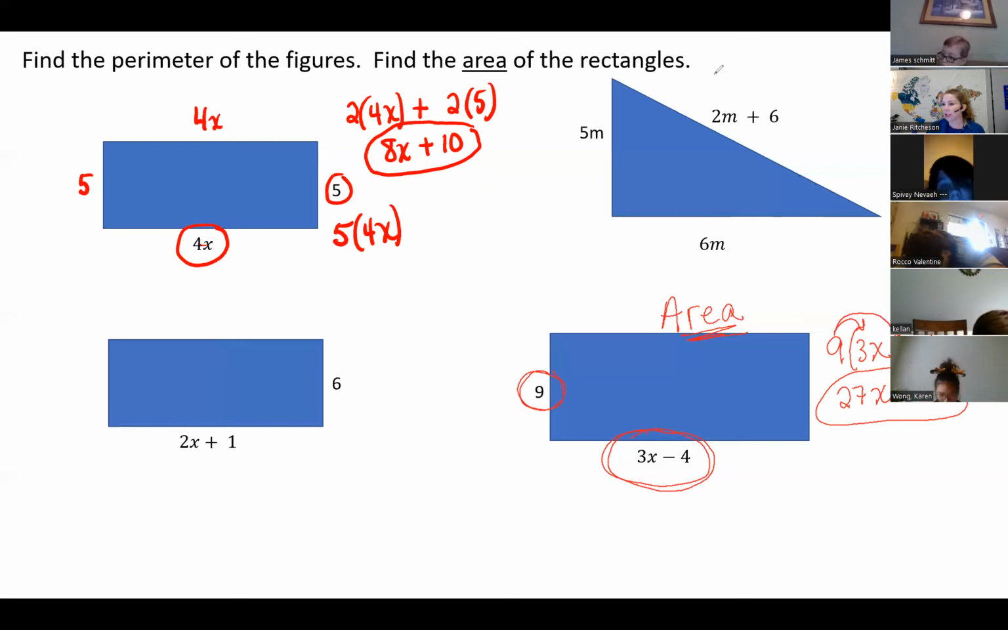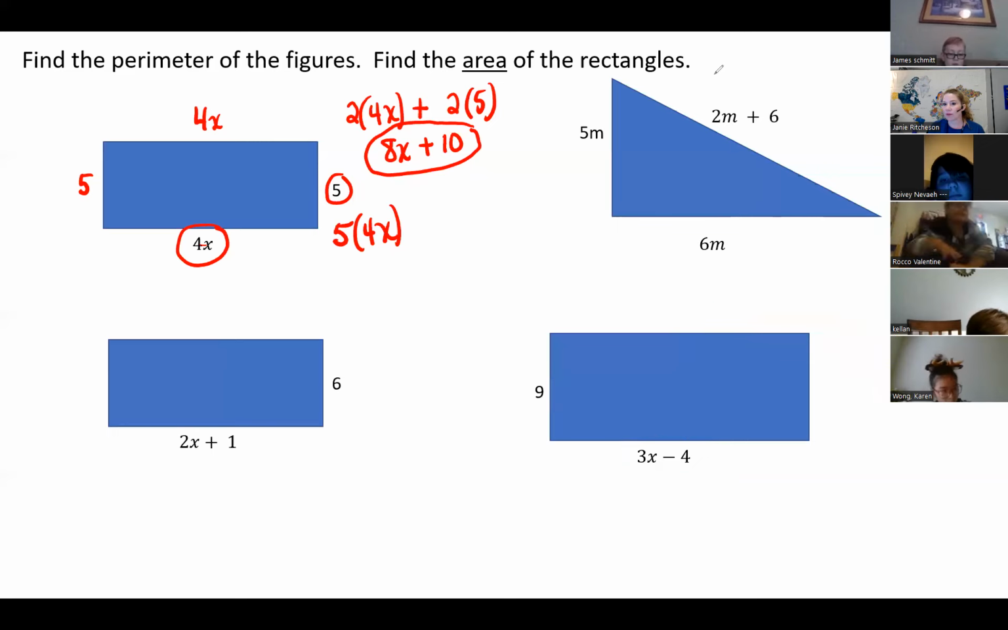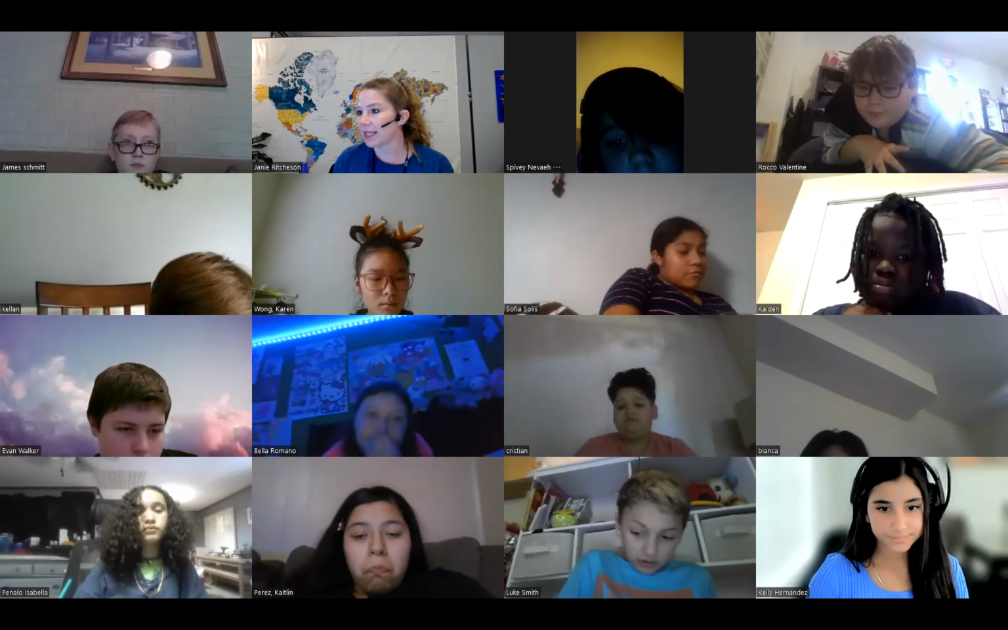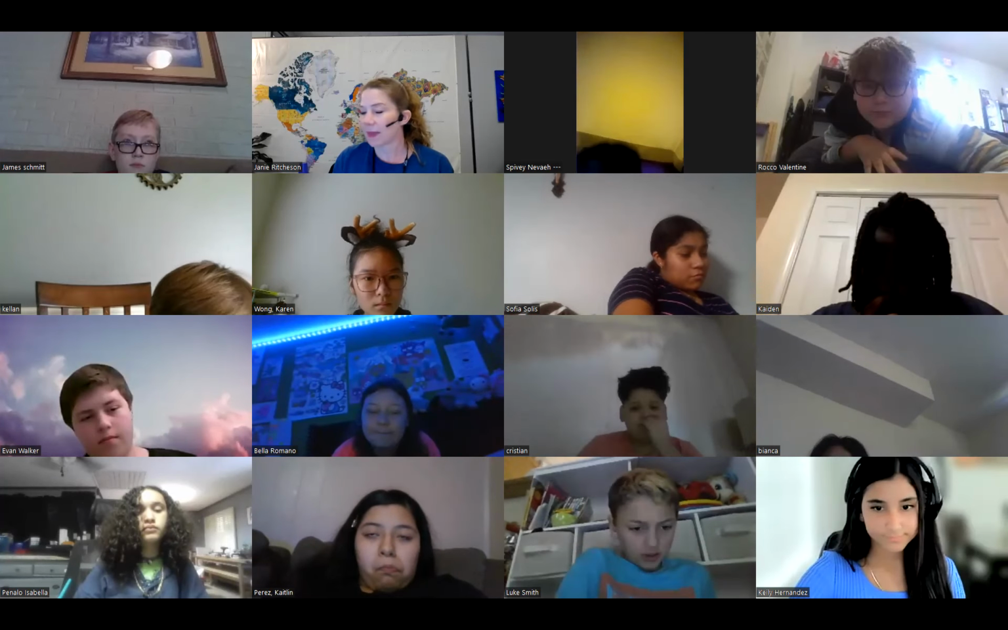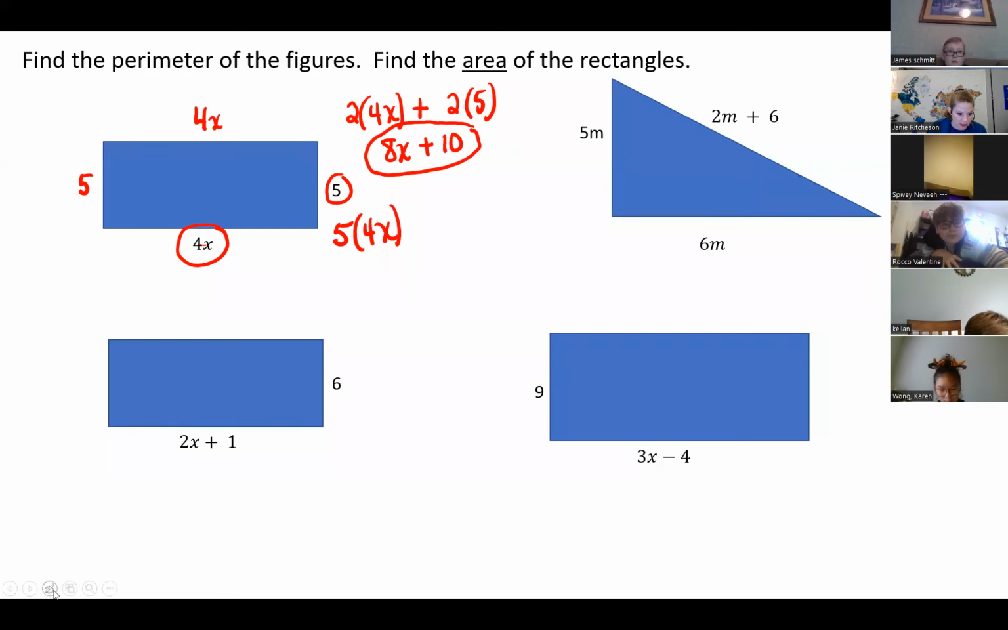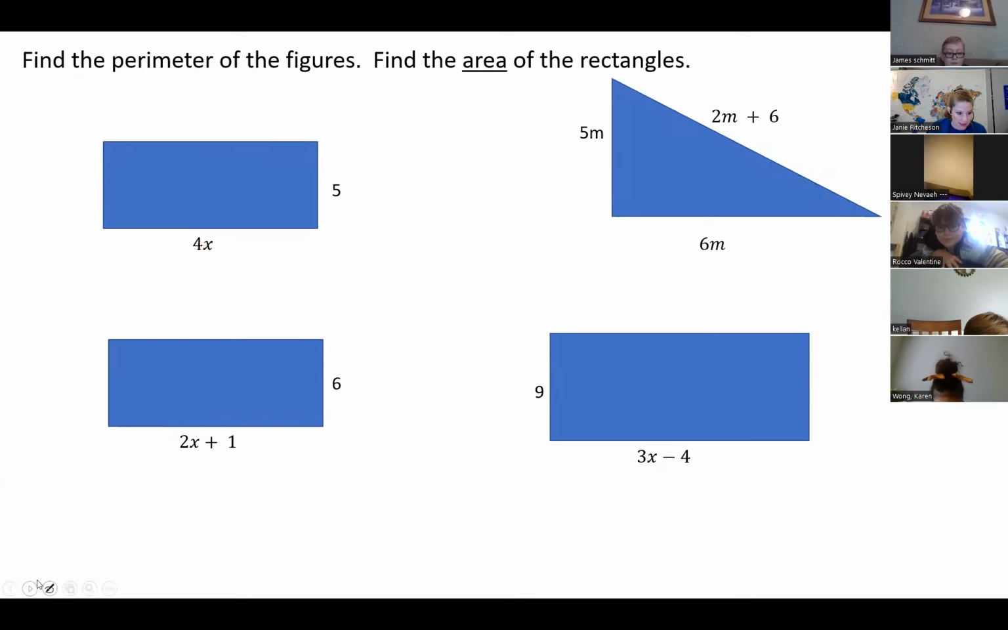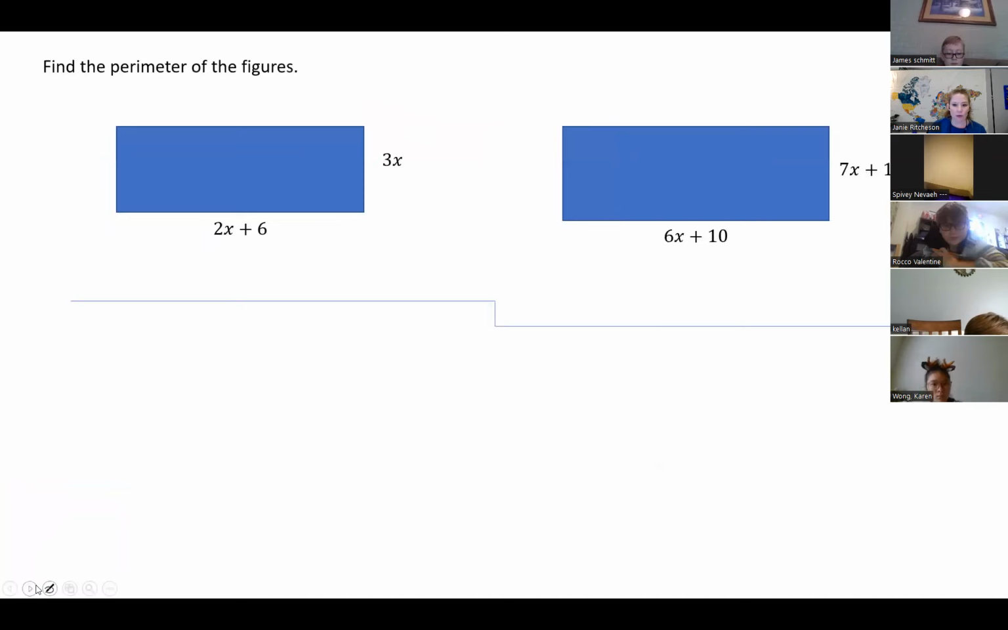All right, are we feeling a little better? Okay, I'm going to go forward. Oh, I did it again, didn't I? I paused it again. Okay, let's move on. Let me get rid of all this stuff on the screen. All right, here we go. Find the perimeter of these two figures. This is for you guys to do. Perimeter. Add up all the sides.